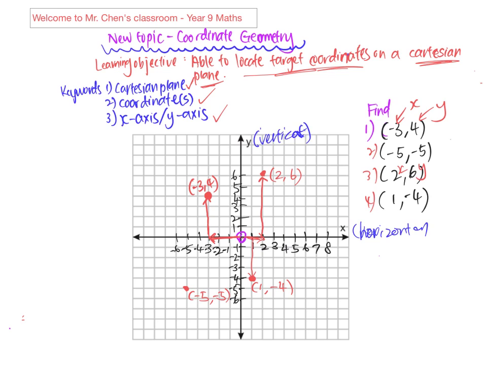So to sum up this video, we went through what is the Cartesian plane, and what are coordinates. Okay, remember coordinates always involve two numbers, x and y. And also we talked about what the x-axis and y-axis are. And lastly, we also went through the first quadrant, second quadrant, third quadrant, and fourth quadrant, and whether the numbers are positive or negative in each of the quadrants.